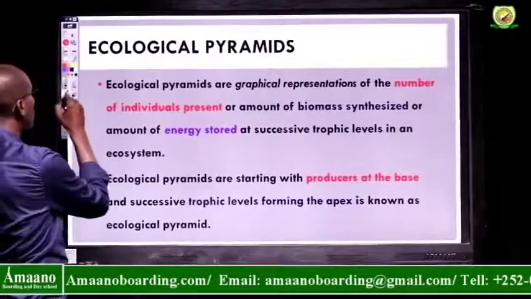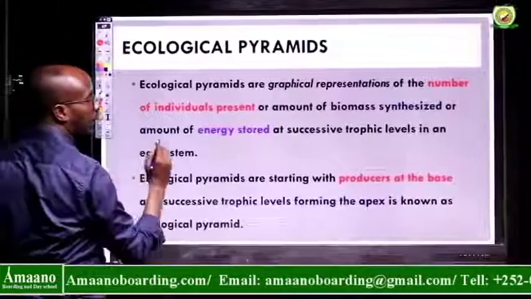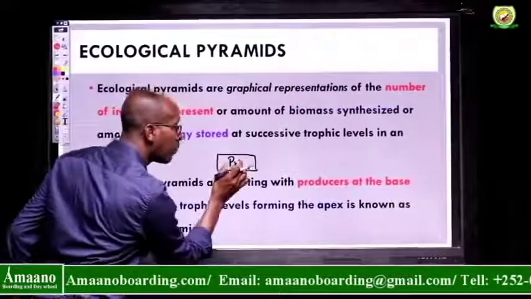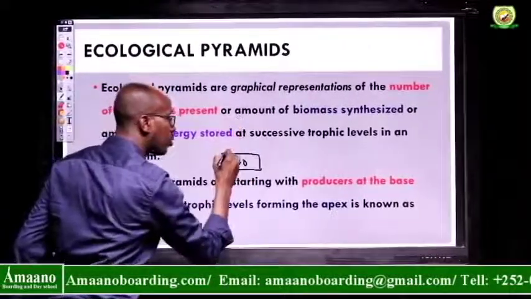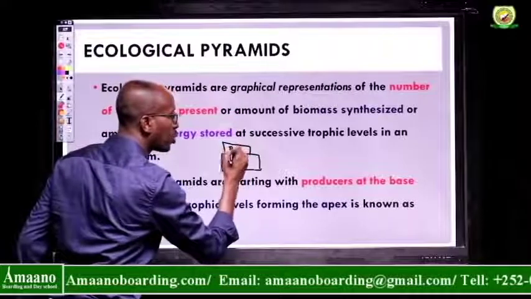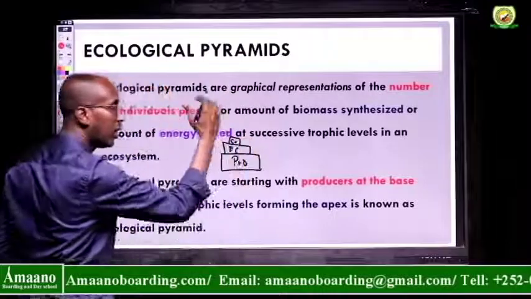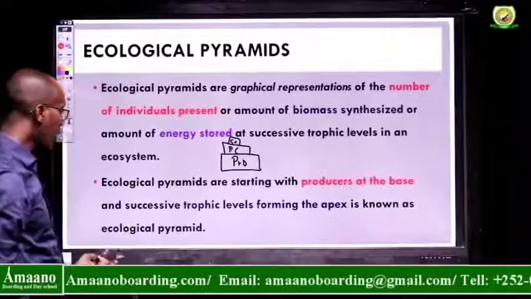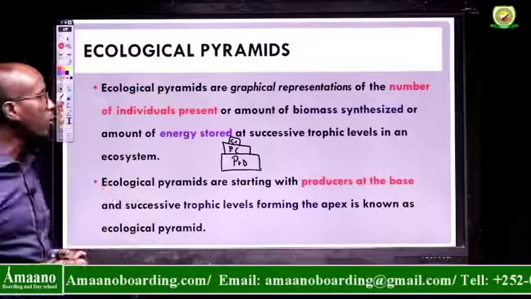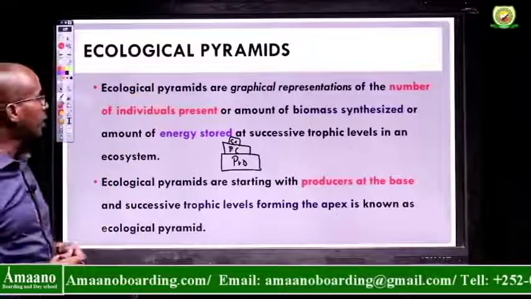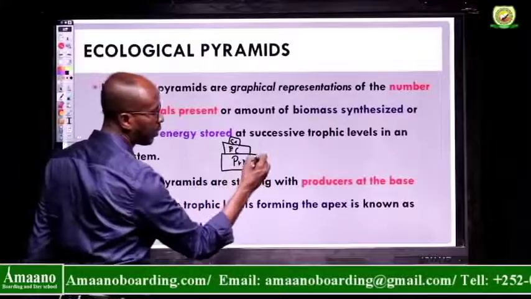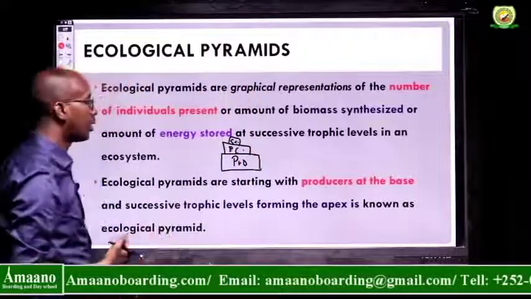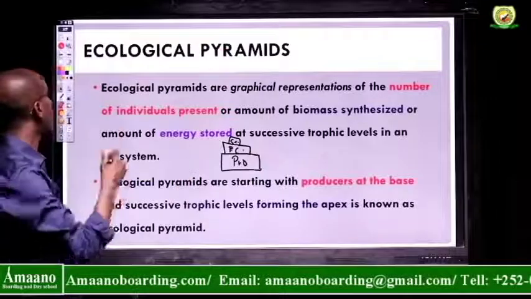So when you are going to draw a pyramid, remember this is the producers, and from here you add the other consumers, like the primary consumer and then the secondary consumer and so on, please. So the bottom rectangle represents the producers, and the successive trophic levels forming the apex is known as the ecological pyramid. So the bottom is the producer, and the successive trophic levels are formed up to the apex.